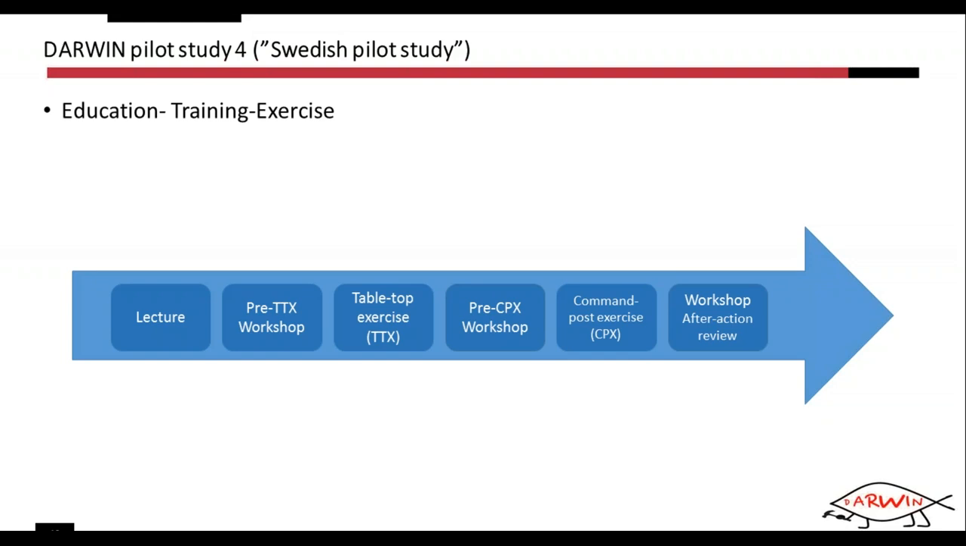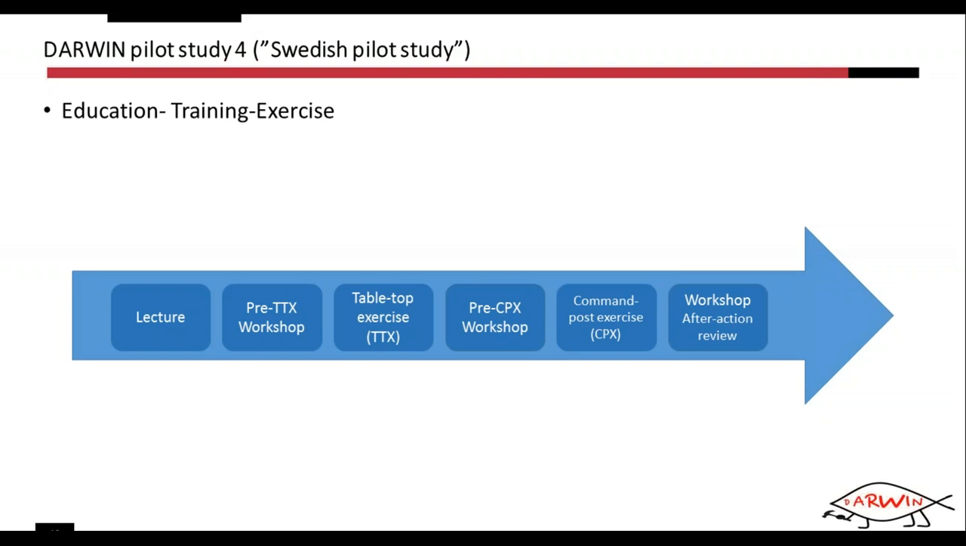After we had done the contextualization, we started out with a lecture. During the second activity, the pre-TTX workshop, the participants discussed three scenarios chosen to represent the variants of events. Throughout the workshop, as you said, we were using some of the triggering questions just to facilitate the discussion according to those scenarios.